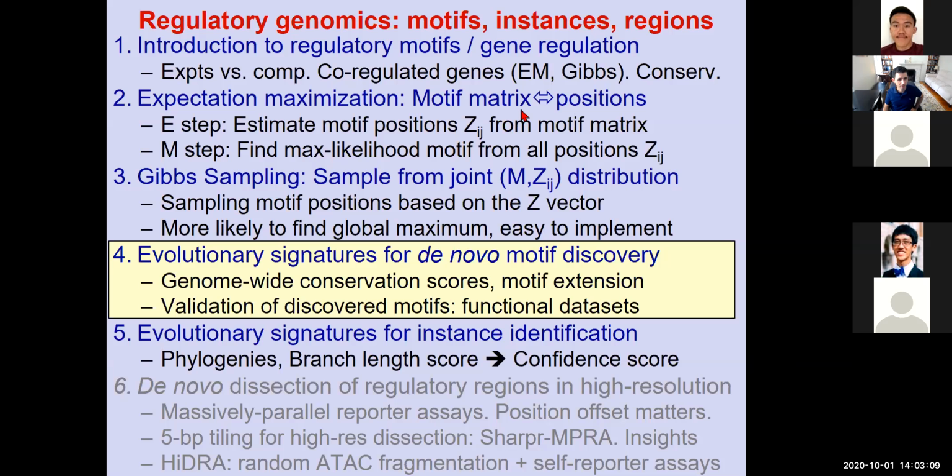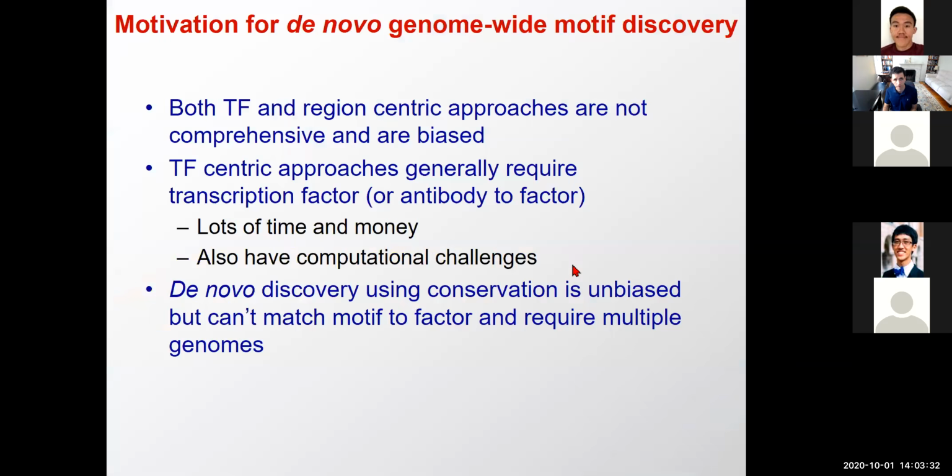All right, so that was approach number one, where we basically take co-regulated genes to discover the motifs. There's another approach which is uniquely enabled by the availability of comparative genomics. And that's basically to use evolutionary signatures for de novo motif discovery.